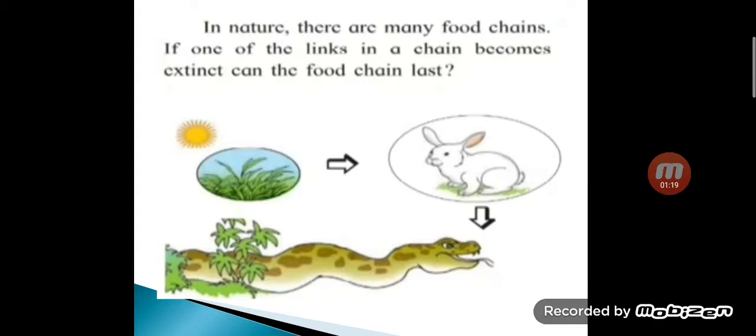So all these links are very important in the food chain. If anyone is not there, then the food chain will break down. So here sun is important, plants are important, and other animals are also important to make up the food chain. All the food chain is important. If any one of these links is not there, our environmental balance becomes imbalanced.